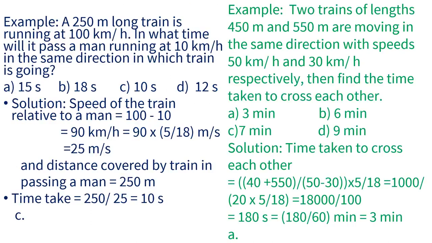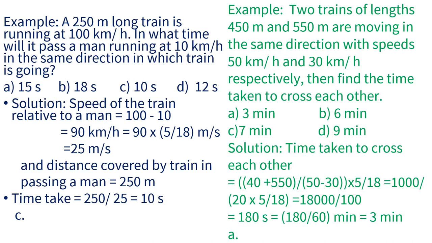A 250 meter long train is running at 100 km per hour. In what time will it pass a man running at 10 km per hour in the same direction in which the train is going? So here the length of the train is 250 meters and its speed is 100 km per hour. In what time will it pass the man? The man is of no length, and is running at 10 km per hour in the same direction.